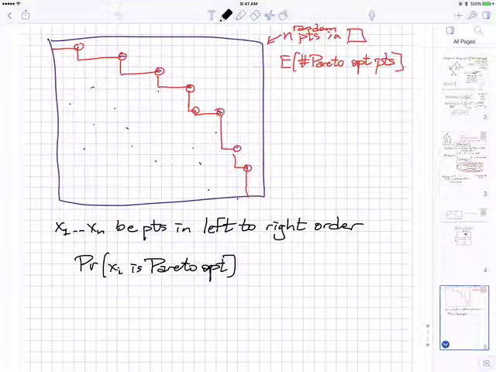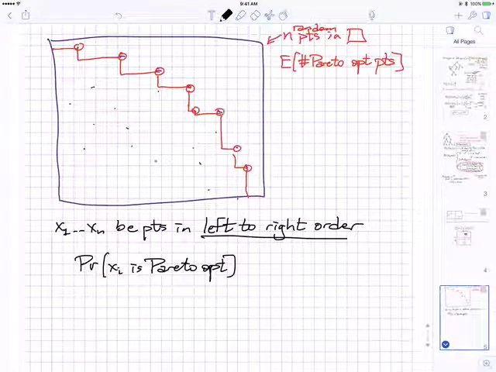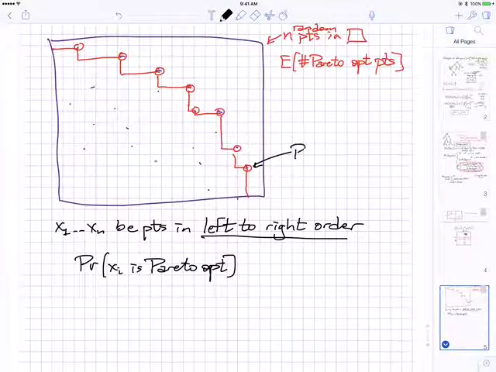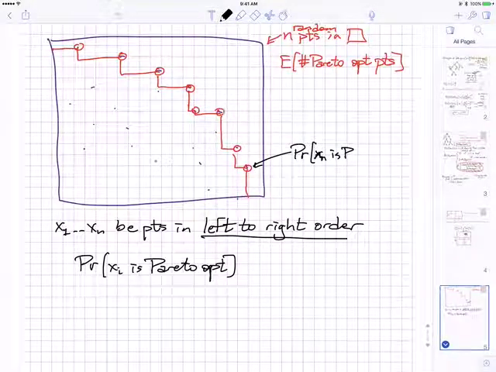But the trick here is to realize that I can order the points in that sum however I like. Once they've been generated, I don't have to think about them, and this was the point that I threw first, this was the point that I threw second. But after the fact, I'm going to sort them from left to right. Okay. And so in particular, let's look at, what's the probability that point n is Pareto optimal?